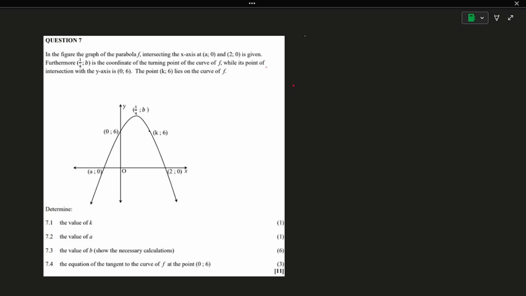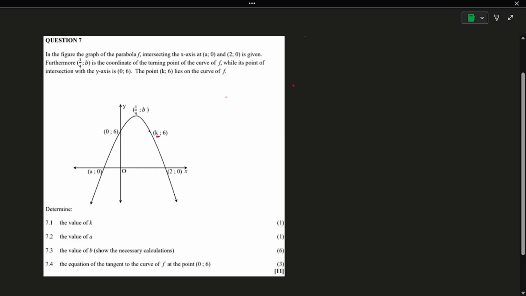In the figure, the graph of the parabola f intersecting the x-axis at (a, 0) and (2, 0) is given. Furthermore, (1/4, b) is the coordinate of the turning point of the curve of f, while its point of intersection with the y-axis is (0, 6). The point (k, 6) lies on the curve of f. Determine the value of k. Right, so we're looking for this k.